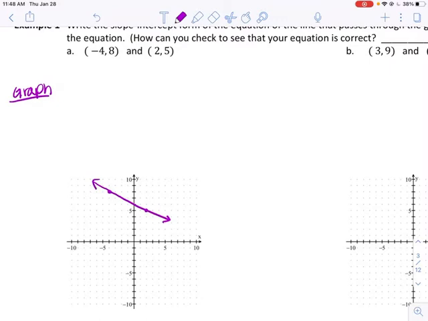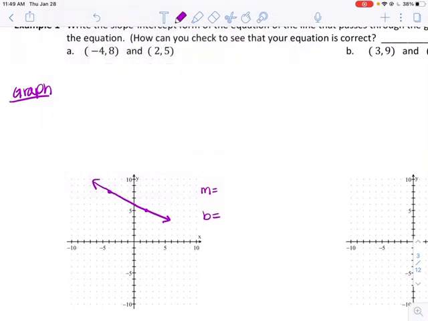Okay. I want to find the equation of this line, so I need to find the m, or the slope, and then the b, the y-intercept. Now, this y-intercept looks like it's crossing at 6, but I don't always draw my line super straight, so we're going to find the slope first and use that to find the y-intercept and help us out.